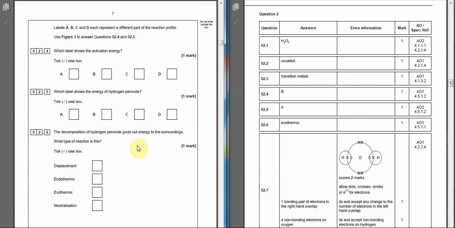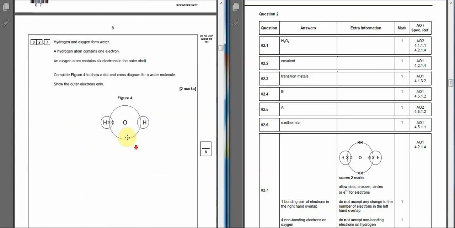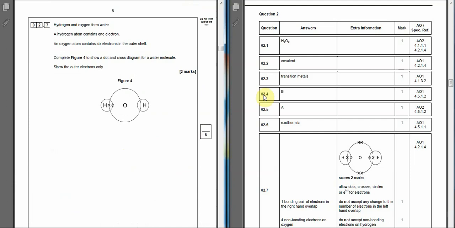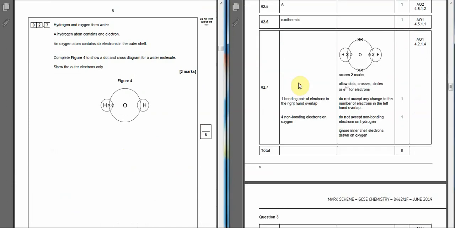The clue for question 2.6, energy is being given out to the surroundings, it's exiting, so it's exothermic. And then for 2.7 you get a covalent diagram, which is a little bit nicer than you might get in a higher tier because some of it's done for you already.